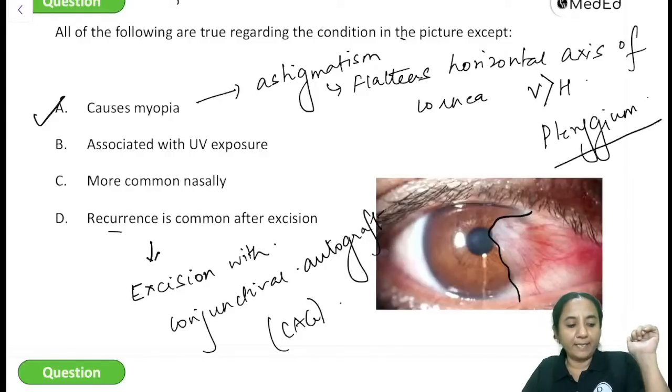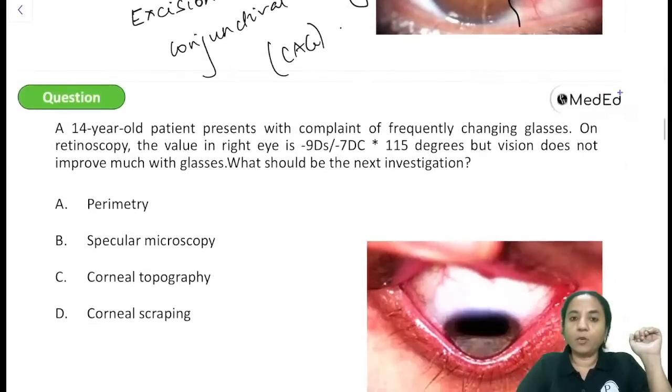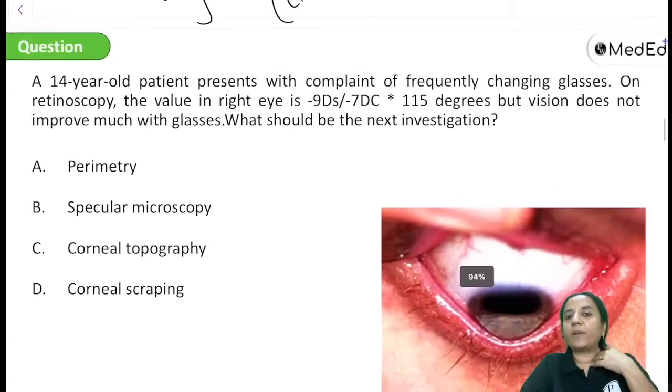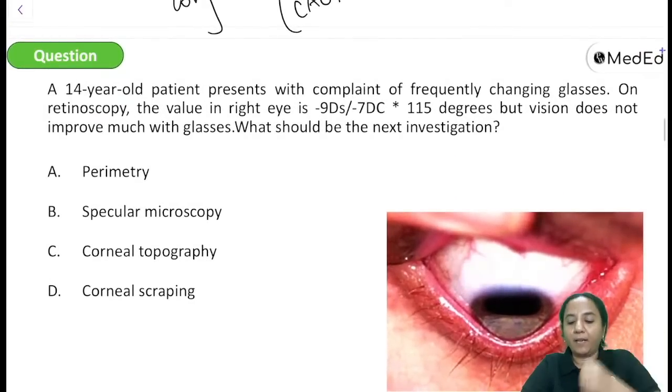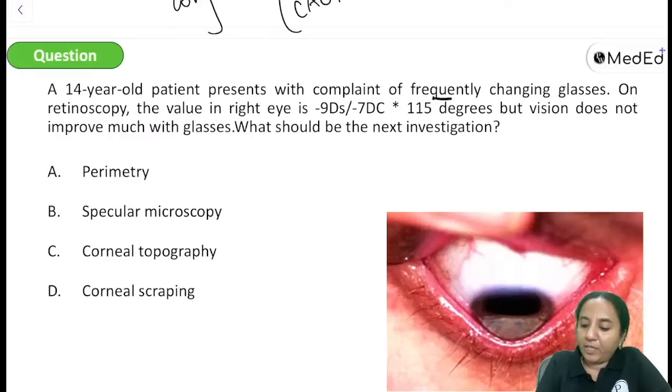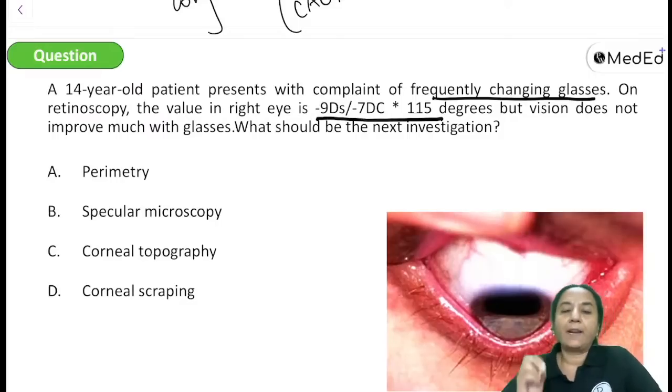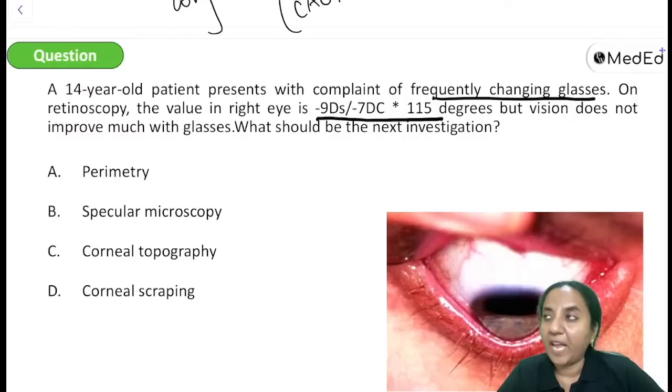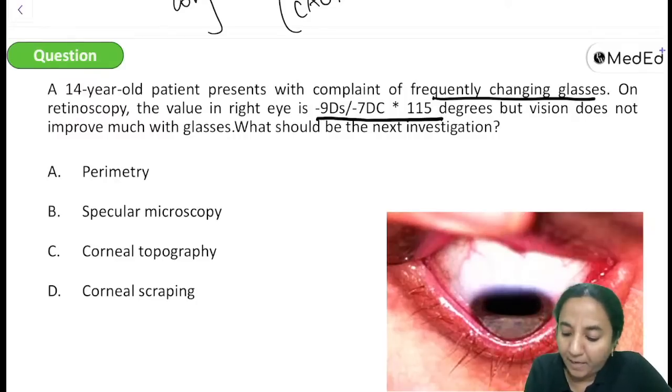Next question says that a 14-year-old patient presents with frequently changing glasses. On examination, look at the retinoscopy: -9 sphere, -7 cylinder, 115 degrees. So it's a myopic astigmatism, and this myopic astigmatism does not improve with glasses.